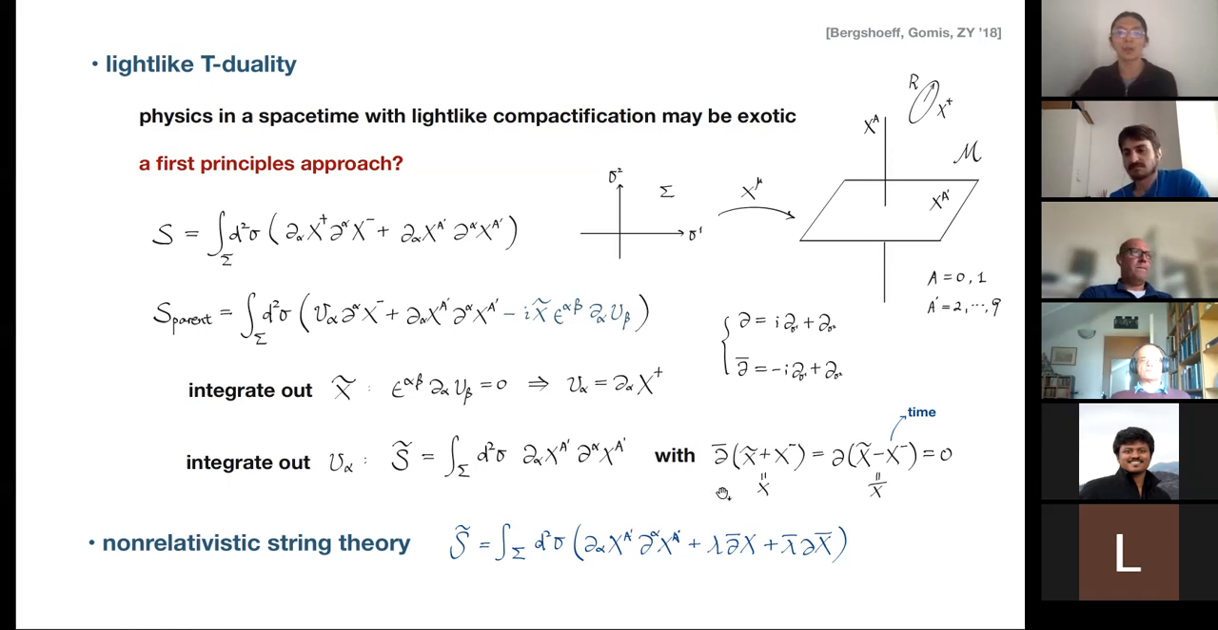So you can, at the end, incorporate this set of constraints into the action principle by introducing a set of Lagrange multipliers that we call lambda bar. And this is the defining action for what we call non-relativistic string theory. So we're going to study this carefully through the whole lectures.